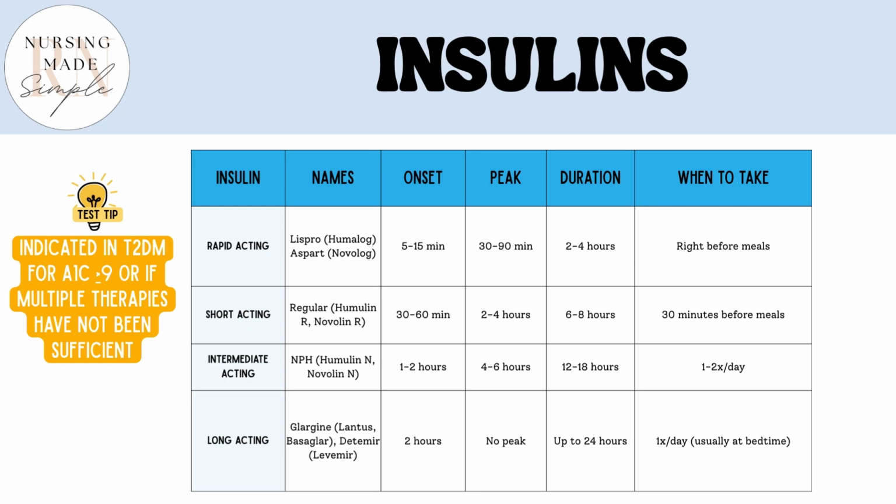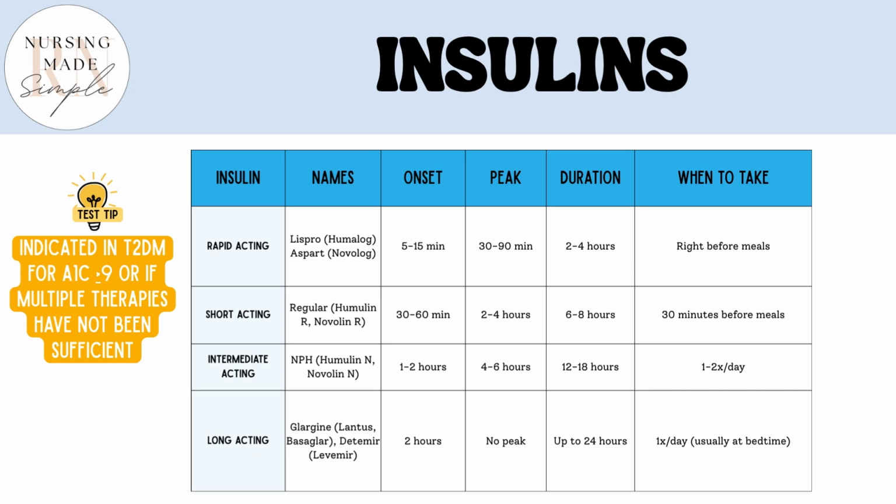All right, so we're going to talk about the insulins. We're going to talk about how quickly they onset, their peak, duration, and when to take. The onset refers to the time from drug administration until the beginning of a measurable or clinically meaningful event. The peak refers to when the drug reaches its maximum therapeutic effect. The duration is the total length of time the drug remains clinically significant in the body.